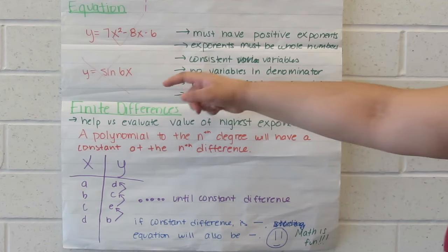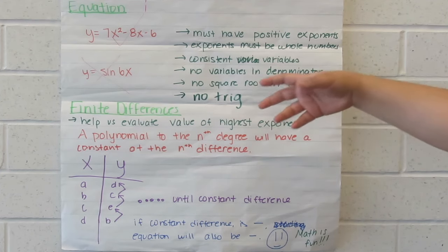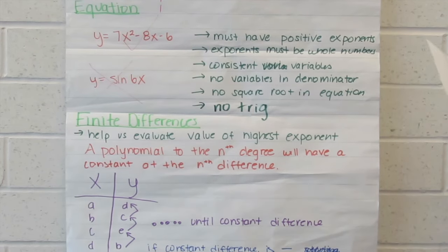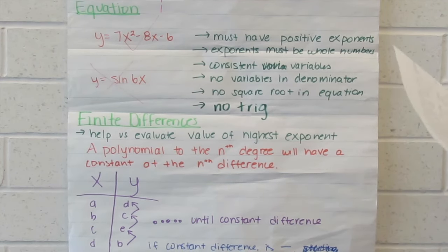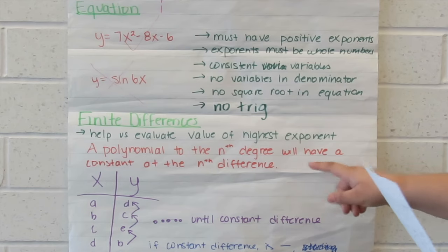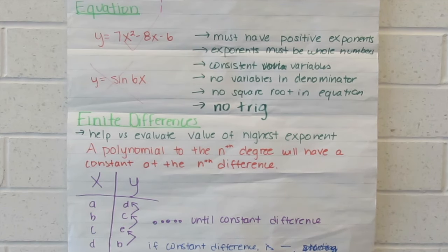But this equation over here follows most of them besides no trig. So you know that this is not a polynomial function. Since we're already on the topic of characteristics, let's also discuss finite differences. Finite differences help us evaluate the value of the highest exponent, which helps us understand the shape of the graph. A polynomial function to the 9th degree will have a constant 9th difference. So, if a function is constant at the 4th difference, it is a quartic function. If it is constant at the 3rd difference, it's a cubic function.